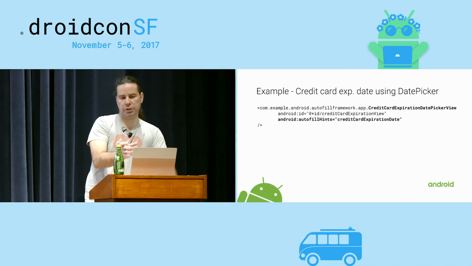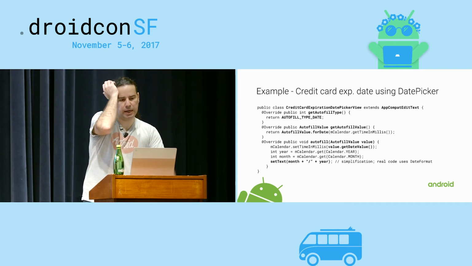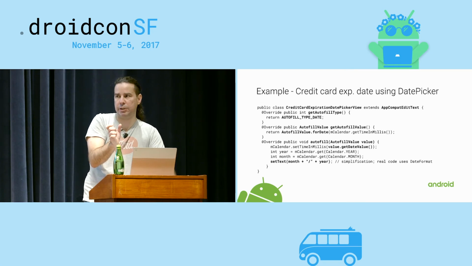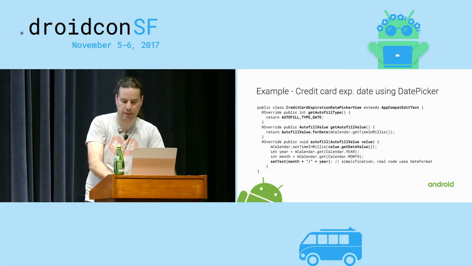So now again, I just have one view, I'm creating my custom view, and its autofill hint is credit card expiration date. The type and the autofill value are similar. So my autofill type is date, and for my autofill value I use the factory method. And now when I receive an autofill, same thing here, I need to convert that to my internal calendar. And now I'm going to update the read-only text on my text view with the month/year, or ideally you should use a date format, but you guys get the idea, folks.